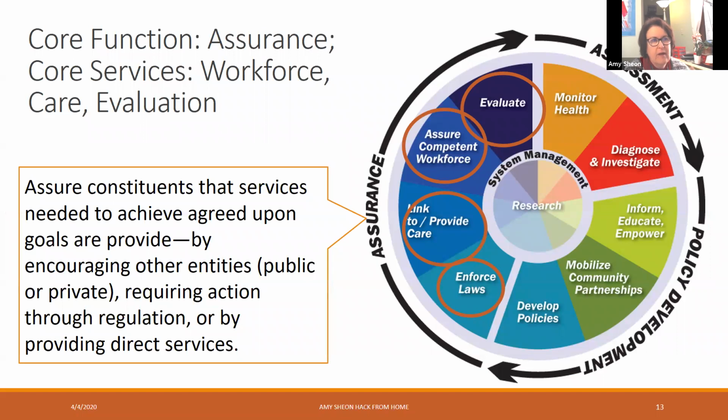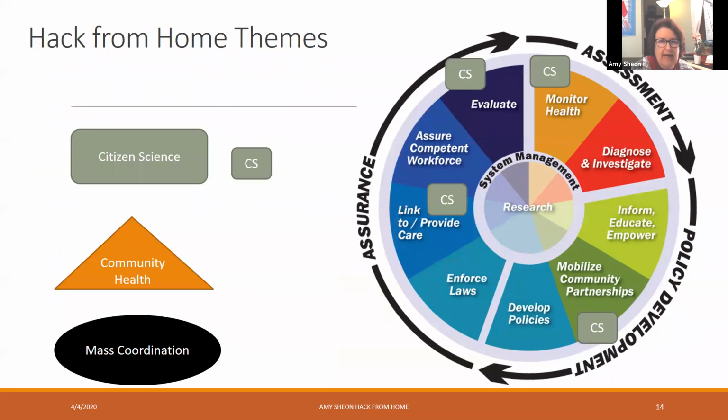And then the third main function is about assurance: assuring the public, enforcing laws, linking people to care. Public health gives some care directly, but generally it's more about organizing people's access to clinical care, making sure the workforce is competent, and making sure they have personal protective equipment, which is in some ways a public health matter, and then evaluating the success or lack thereof.